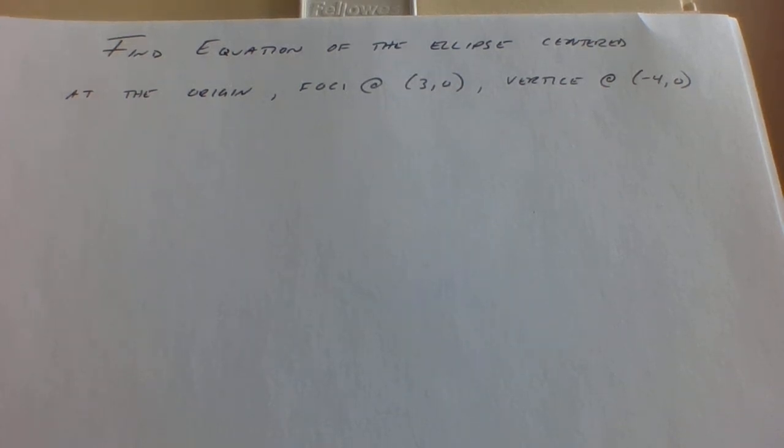In this example, we want to find the equation of the ellipse. Our ellipse is centered at the origin, and it has a foci at the point 3, 0, and a vertice at the point -4, 0. So when you're starting a problem like this, one of the first things you want to do is plot the information that you're given, because sometimes that helps you see other pieces along the way.